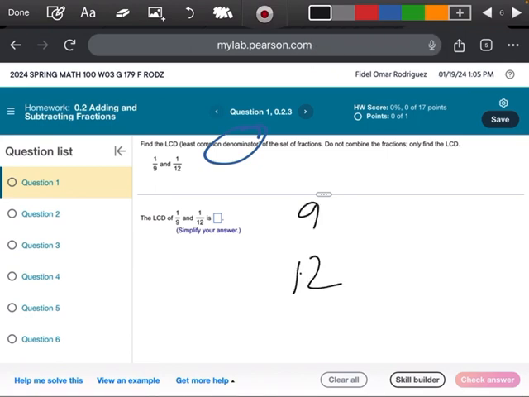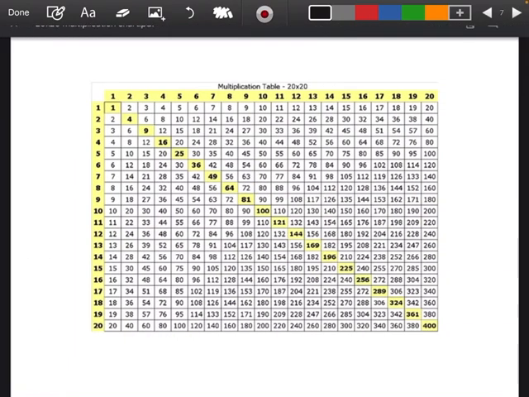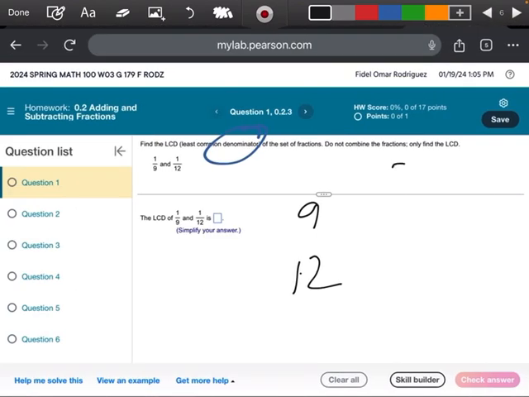So y'all, I have a couple of ways of doing this. I can, one, go to my chart. Okay, so here is my 9 and here is my 12. And I'm going to go down and look for the numbers that they have in common, and I want to find the first number that they have in common. So y'all, the first number that they both have in common is 36, right? So I would say 36 is going to be my least common denominator, right? That's the number that matches up with both 9 and 12.